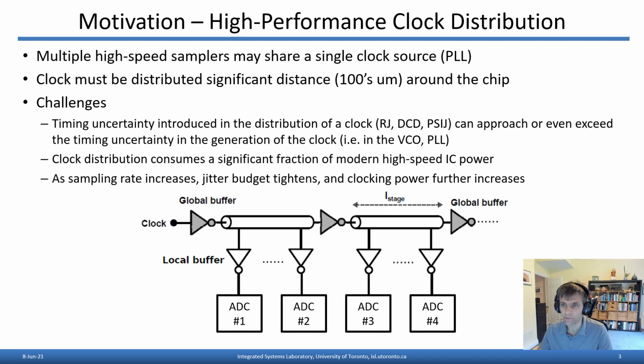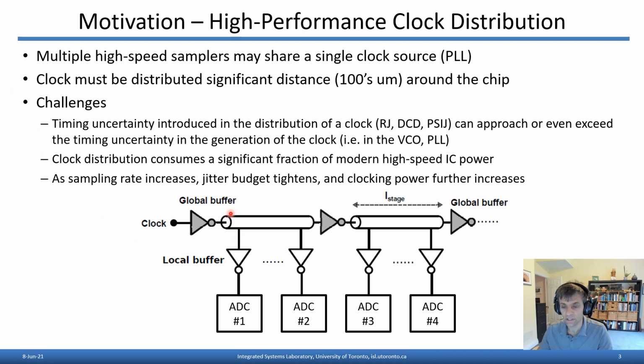Because of the power and area required to generate a high-frequency precise clock in modern high-performance integrated circuits, it's common to have one precision phase lock loop generating a clock and then share the output from that PLL across multiple lanes. For example, you might have multiple analog to digital converters running off a single PLL clock. In such cases, the clock has to be distributed a significant distance around the chip, often hundreds of micrometers, and this creates a series of challenges.